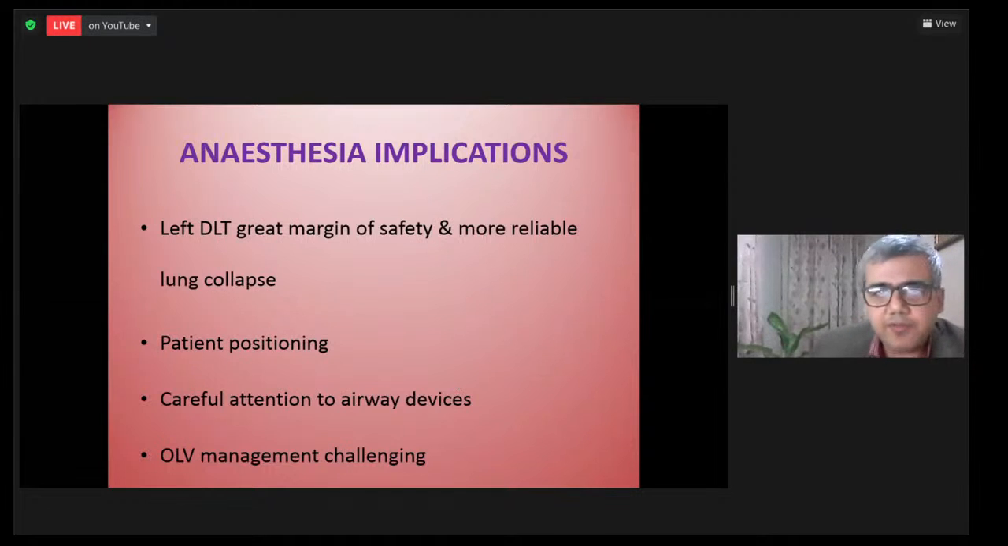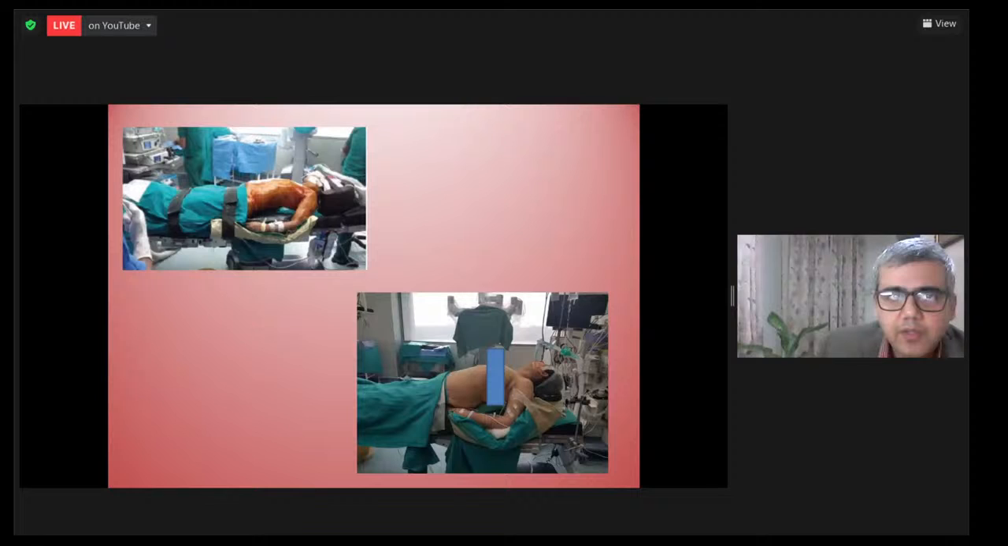I'll be showing you certain figures, and then I'll tell you what the anesthesia implications are. You'll be able to understand it better. Now, first of all, in robotic surgery is patient positioning. This is a patient whom we have taken up for robotic thymectomy. Mostly thymectomy procedures are done with the patient kept supine and placed on a beanbag.